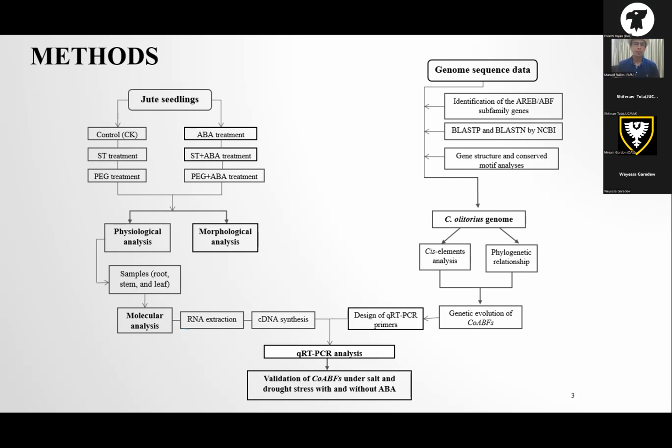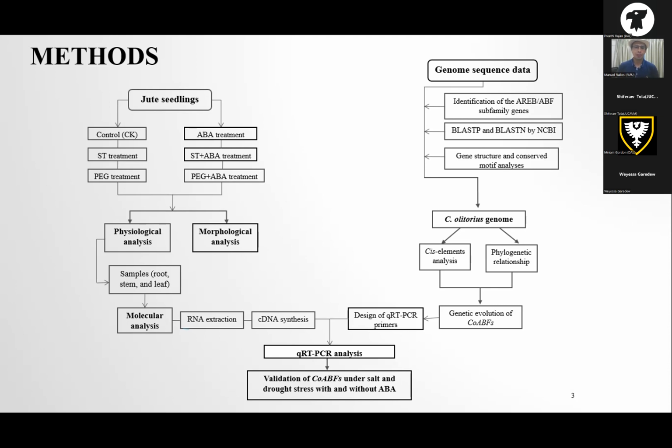Meanwhile, the other part is focused on the genome sequence data. From this, we identified the gene family from the Jute genome. We used different bioinformatic tools, such as BLAST from NCBI. We identified the gene structure and the conserved motifs with MEME. And once we had identified some candidate genes, we studied the cis elements, the phylogenetic relationship, and the genetic evolution. When we finished all of this, we identified which genes are certain, and that they have some functions in our genome.